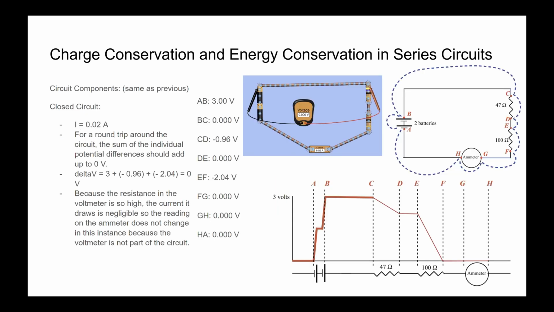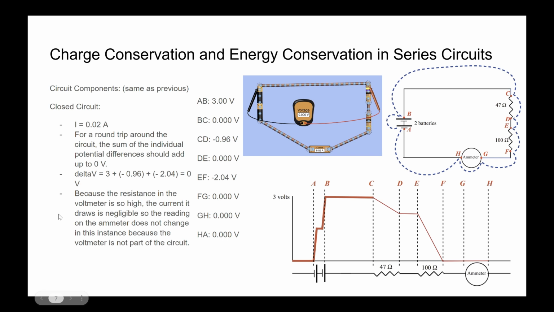The circuit components for this one are the same as before, except now it's closed. I is still 0.02 amps. For a round trip around the circuit, the sum of the individual potential differences should add up to 0, as mentioned before, so delta V equals 0. Because the resistance is high in the voltmeter, the current it draws is negligible, so the reading on the ammeter does not change in this instance because the voltmeter is not part of the circuit.